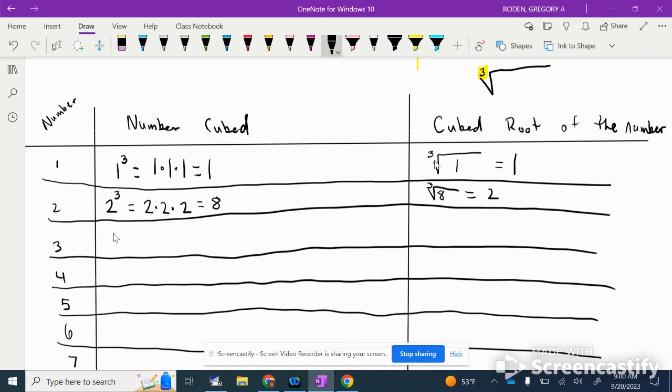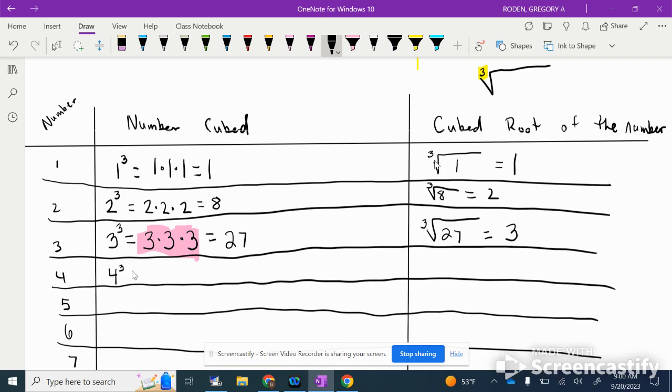Okay. The next one is 3. So 3 cubed is equal to 3 times 3 times 3. Well, let's see if I can do this in my head. 3 times 3 is 9, and 9 times 3 is 27. Hopefully I did that right in my head. So 27. So now the cubed root of 27 is equal to 3. Let's do the next one.